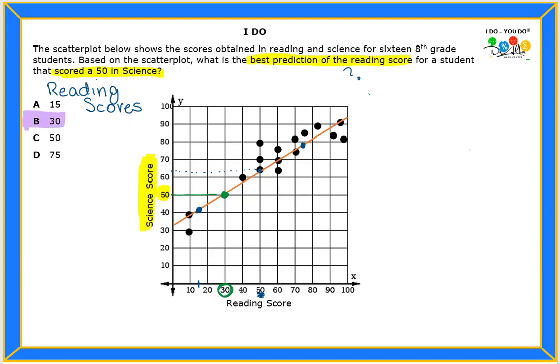So the student is predicted to get a 30 in the reading test, given that he got a 50 on the science test. And again, this is the way that we can do it when the information that I'm using is actually in my data.